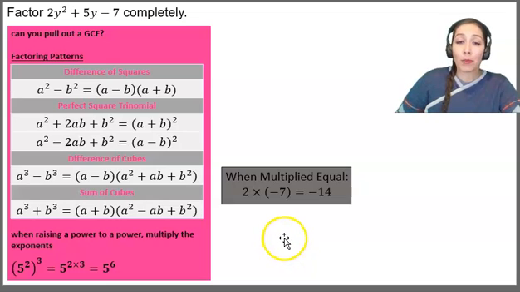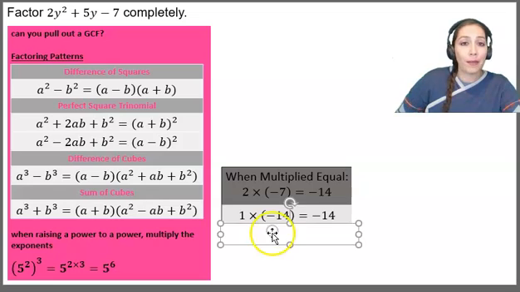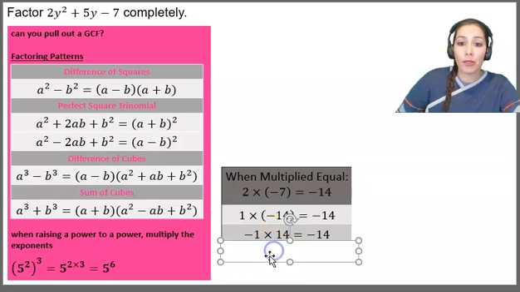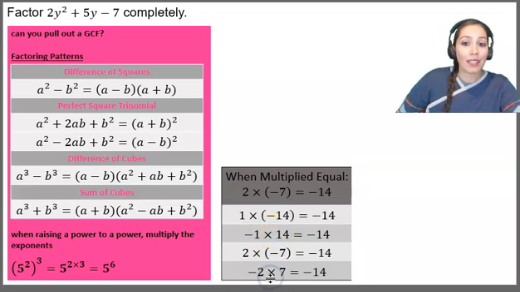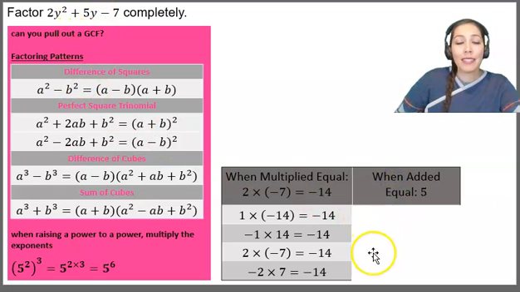How else can I multiply two numbers together to get negative 14? I could do 1 times negative 14, negative 1 times 14, 2 times negative 7, or negative 2 times 7. Now the next part is to look at your b. Remember, this is in standard form, ax squared plus bx plus c. So your b is the middle term. What is the number in the middle? 5. So when these numbers add up, they have to add up to 5.